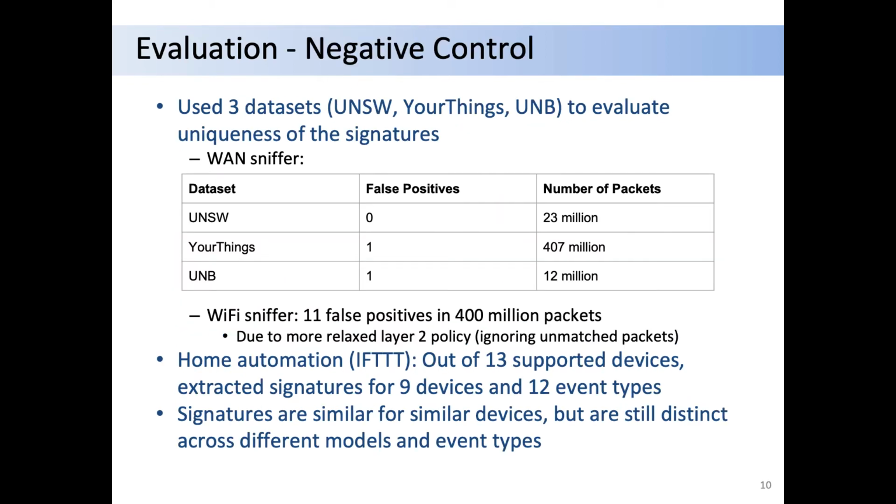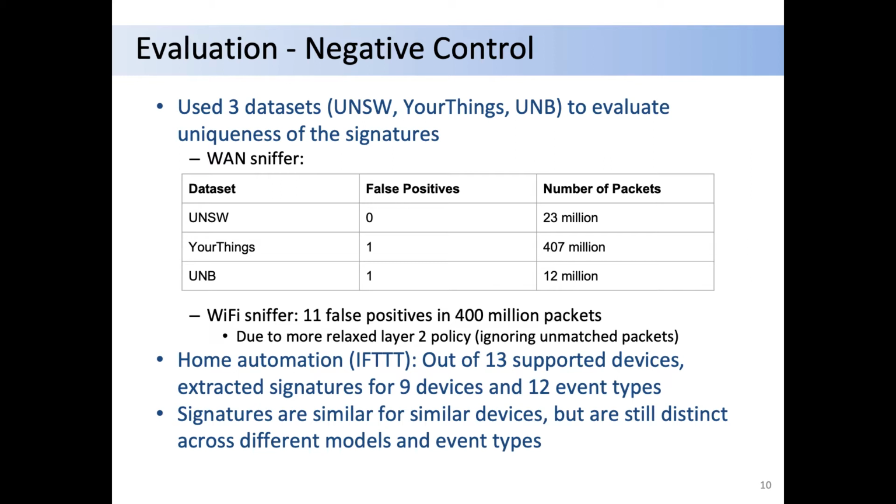Another thing they wanted to do to make sure the evaluation technique was correct is they used a negative control. So they used 3 open source publicly available data sets, UNSW, YourThings, and UNB, to evaluate the uniqueness of signatures. And as you can see here, they found very few false positives based on the number of packets, maybe 0 or 1 false positives, and there's on the order of 10 to 100 million packets. This is for the wide area network sniffer.